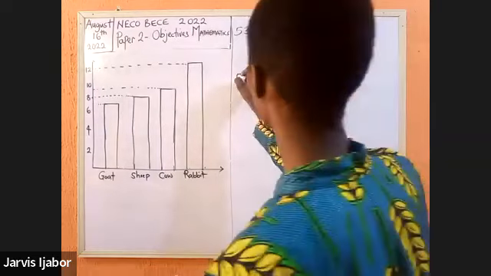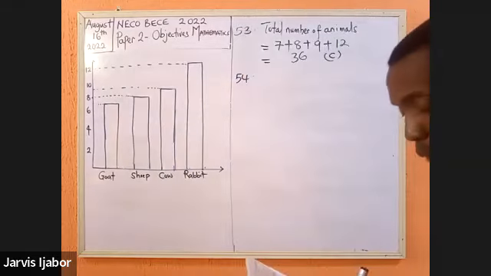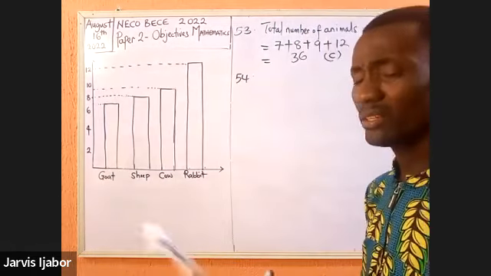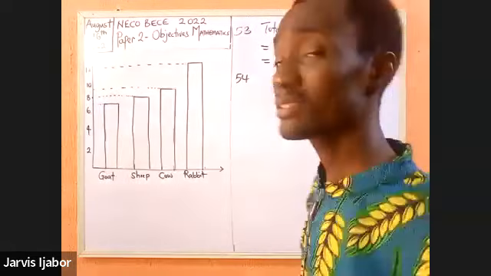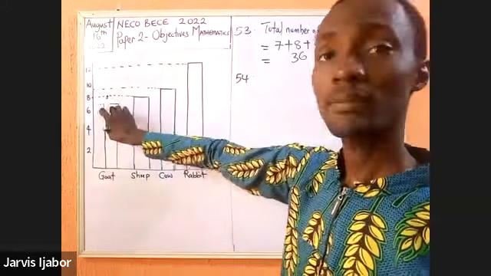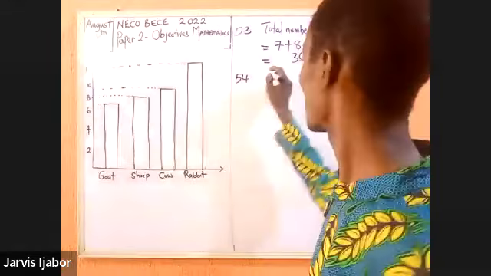Now let's look at 54. What animal has the least number in the farm? The animal with the least number will be the animal with the lowest bar height, and that will be goats.